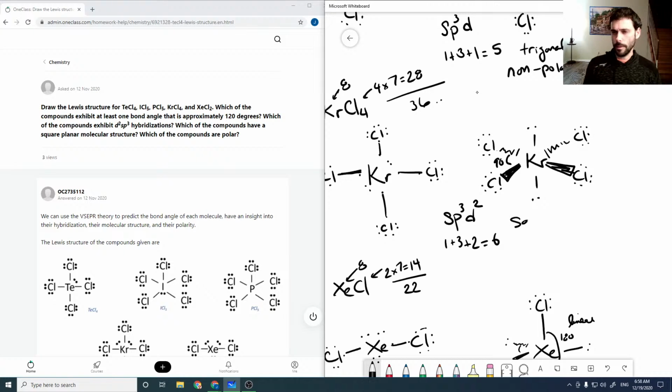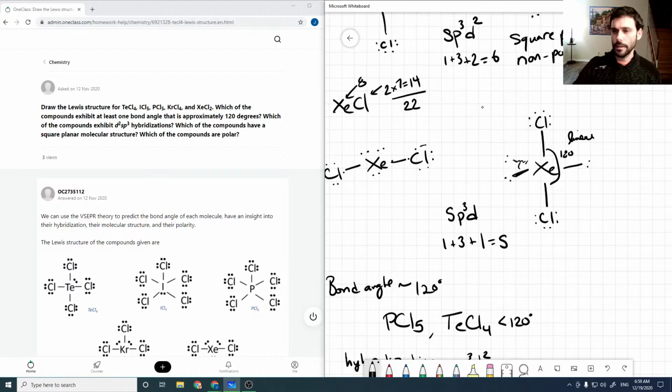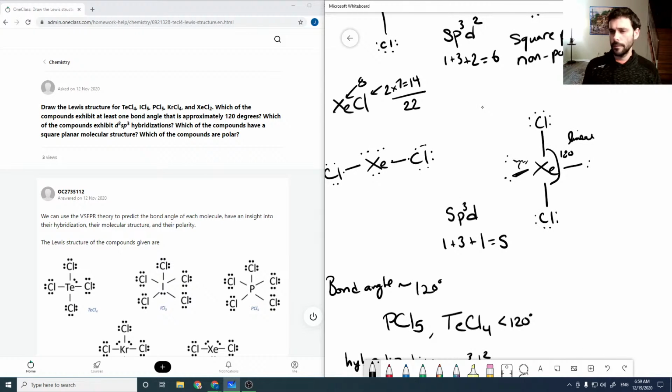So this structure is square planar, and because of the symmetry, will be non-polar. And this one here is linear, and because of the symmetry, is non-polar.